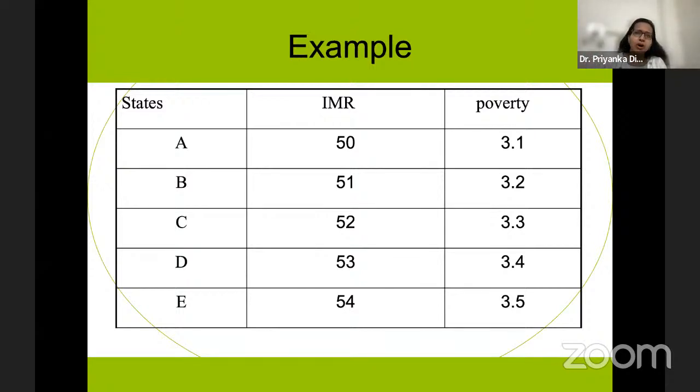Basically all these techniques, linear regression, logistic regression, chi-square, correlation, come under inferential statistics, because we are going to predict the situation of the population with the help of our sample.